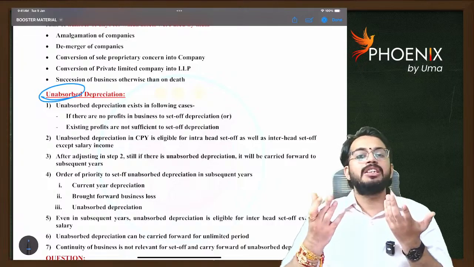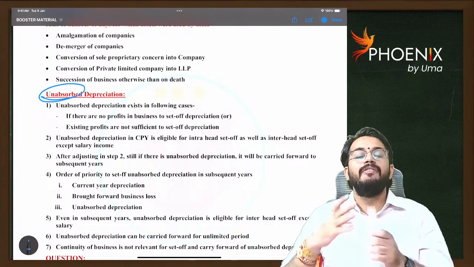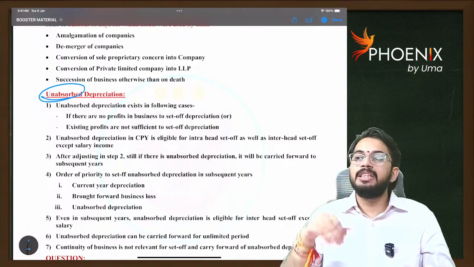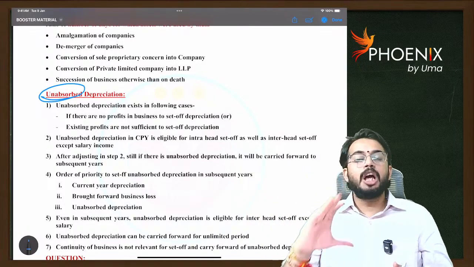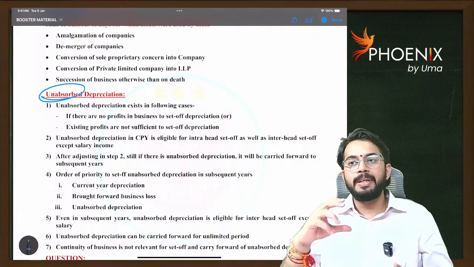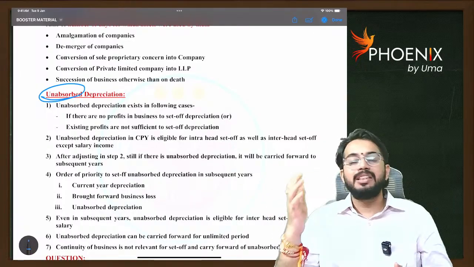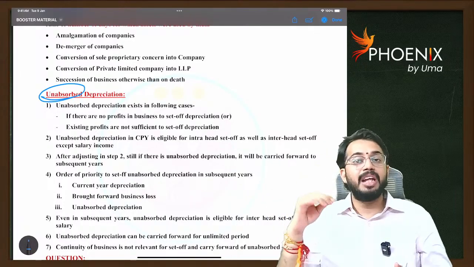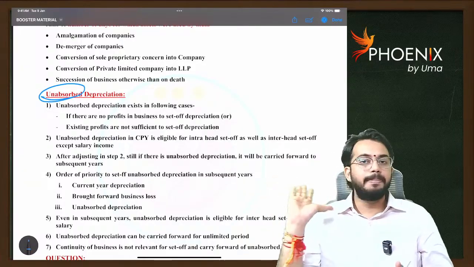Now, sir, what is the tax treatment for unabsorbed depreciation? For unabsorbed depreciation, we will do intra-head set off. That means if there is any other business income, we will set off against it. And then we will do inter-head set off. We will set off unabsorbed depreciation against other heads of income, other than salary, other than section 115BB and 115BBJ, winnings from lottery, betting. Against that income, you cannot set off unabsorbed depreciation.